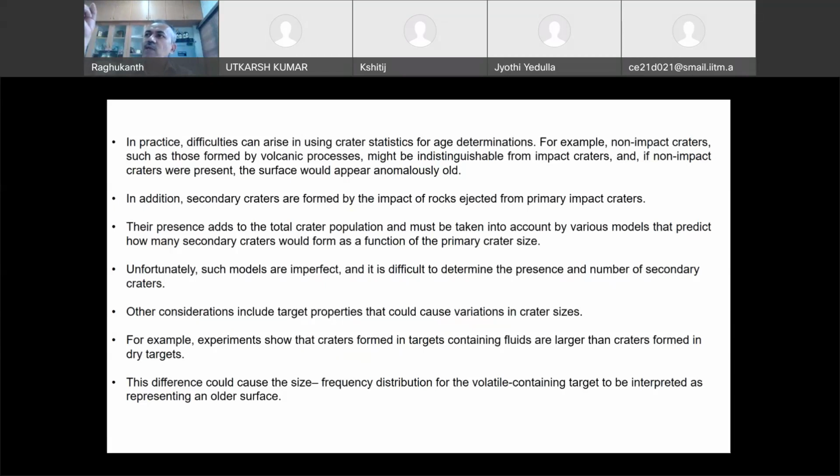So volcanic craters are a big issue. Secondary craters are another challenge: how do we remove the secondary craters? And the third one is the crater sizes, the diameter. If it is on soft soil, what will happen? If it is on rock, what will the crater diameter be? So this also has a lot of problems.